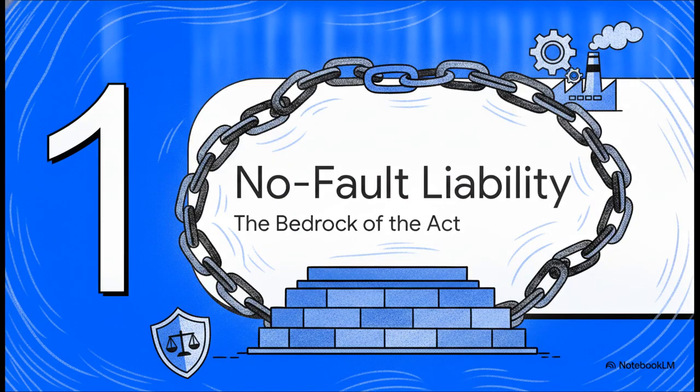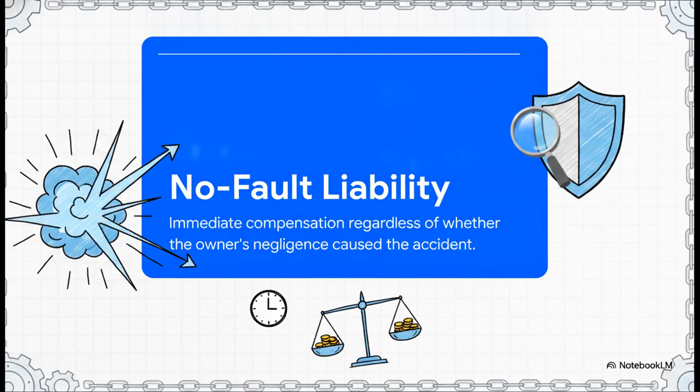Okay, Part 1, the no-fault liability framework. This right here is the absolute cornerstone of the whole system. Think about traditional law for a second. If a big corporation injures you, what happens? You usually have to drag yourself through these long, painful, incredibly expensive court battles just to prove they were negligent, right? Well, this framework completely flips the script.